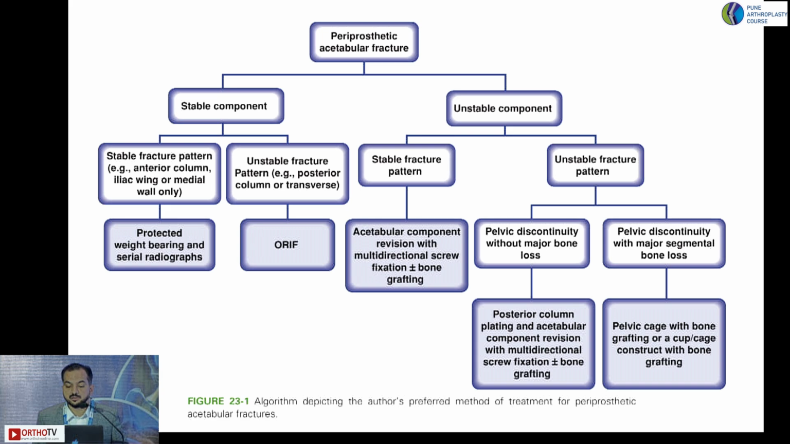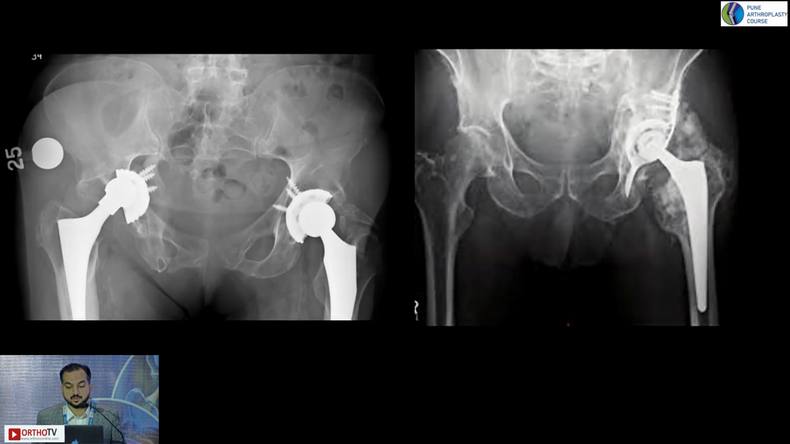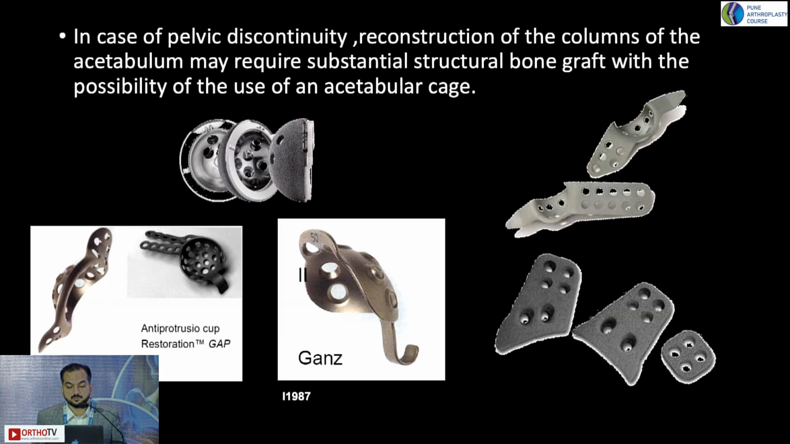For unstable fracture pattern, pelvic discontinuity without major bone loss can be managed with posterior column plating and acetabular component revision. But if there is major pelvic discontinuity, we will use a pelvic cage with bone grafting, a cup or cage construct with bone grafting. So these are some examples of periprosthetic fractures around the acetabulum. In case of pelvic discontinuity, we may require a substantial amount of bone graft with the possibility of a cage.